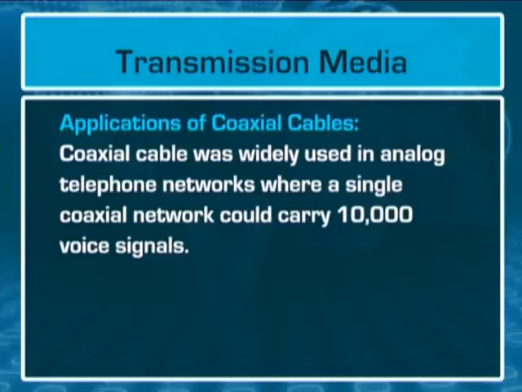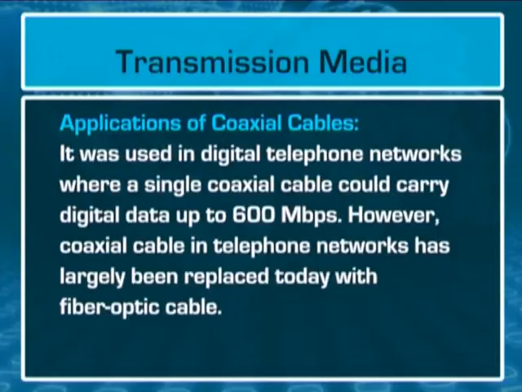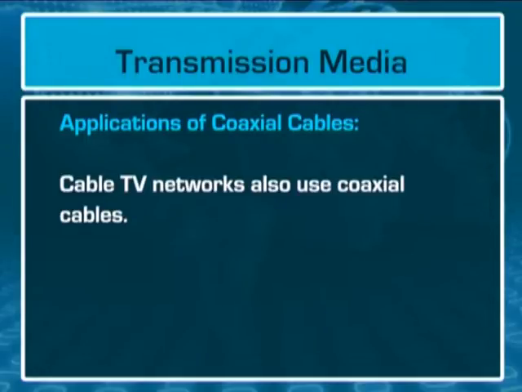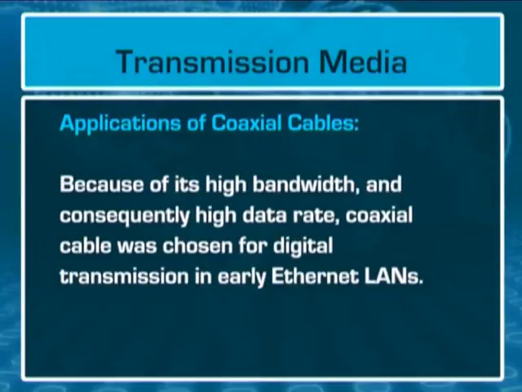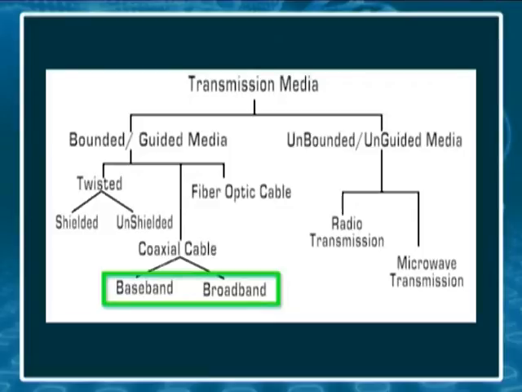Number 1. Coaxial cable was widely used in analog telephone networks where a single coaxial network could carry 10,000 voice signals. Number 2. It was used in digital telephone networks where a single coaxial cable could carry digital data up to 600 Mbps. However, coaxial cable in telephone networks has largely been replaced today with fiber optic cables. Number 3. Cable TV networks also use coaxial cables. Fourth, because of its high bandwidth and consequently high data rate, coaxial cable was chosen for digital transmission in early Ethernet LANs. Next is various types of coaxial cables.